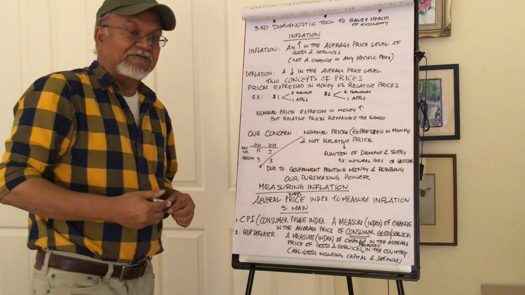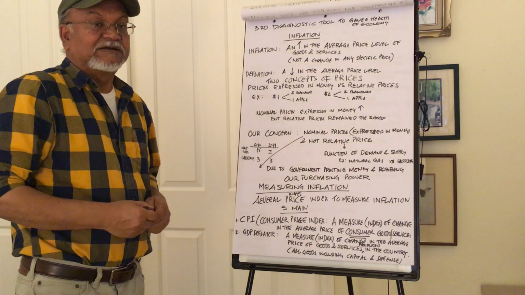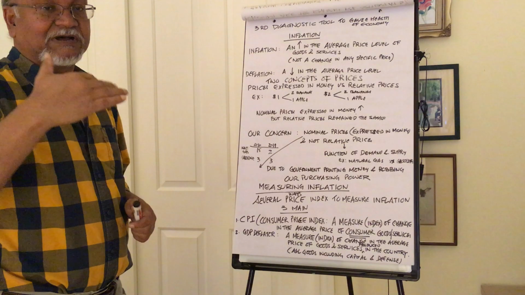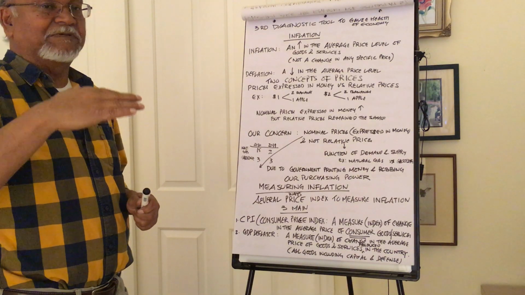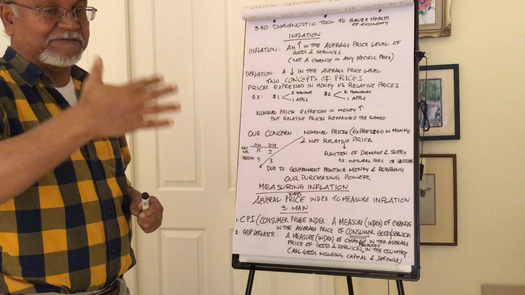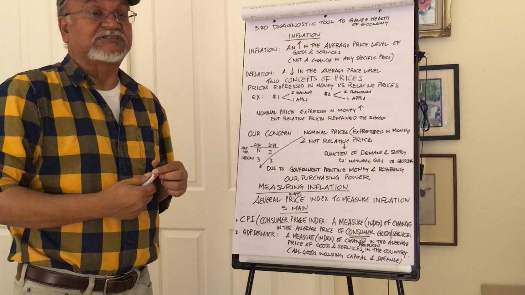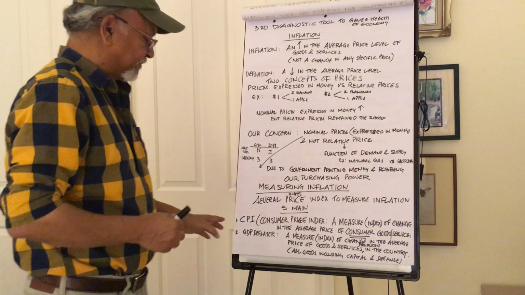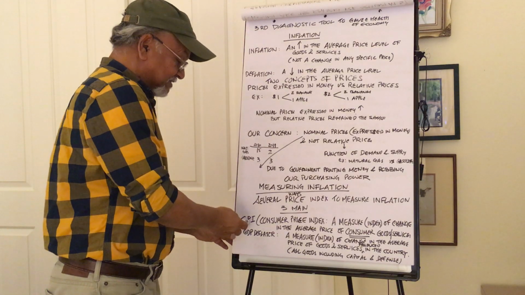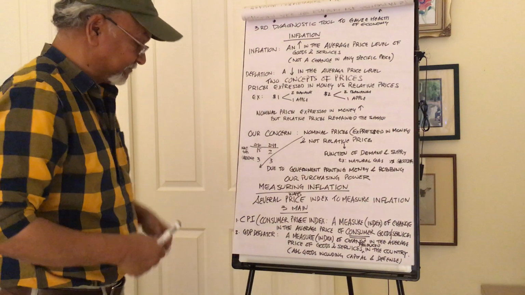So a lot of labor contracts are tied to CPI. So that means if the CPI goes up, the labor wage will go up automatically by the amount of CPI. It's also called COLA, cost of living adjustment. So this is the most popular index to measure inflation.